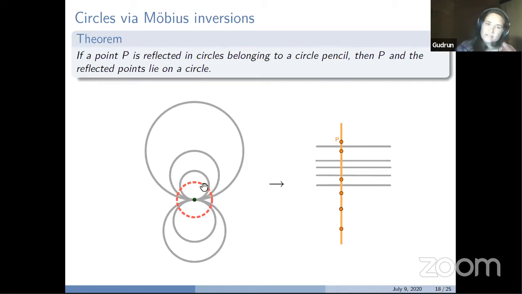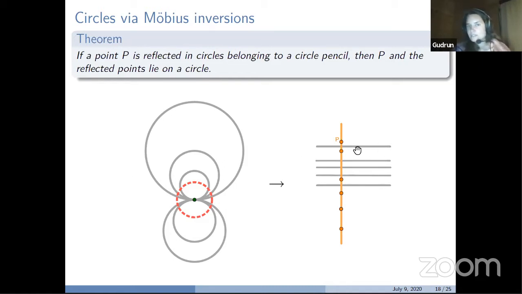So I take this red circle and reflect the whole configuration, the whole circle pencil, in that red circle. So what happens is all the gray circles go through the center of the red circle. So they become lines, as I told you before. So we end up with these lines instead of the gray circles. So we end up with parallel lines here.